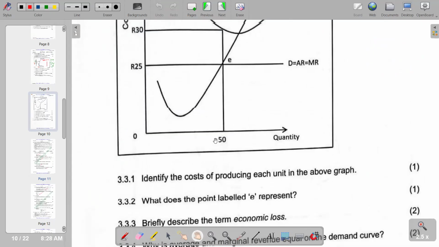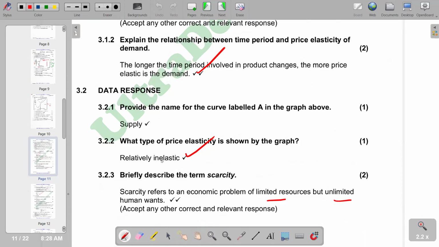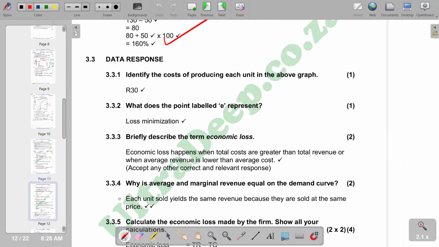Cost of producing each unit, we see that for producing 50 units, we go to the average cost curve, whereby we have got a cost of 30. So to get our average of 30, we would have said total cost divided by number of units, which we are given as 50 in this context. So this will be indicating the cost per unit. So we have got 30 rand here indicating the cost per unit. You see that this is exactly the response that we have, that 30 rand.